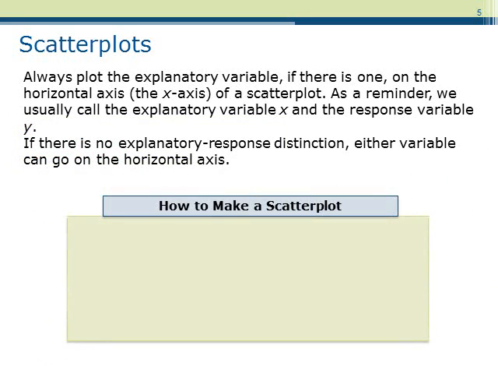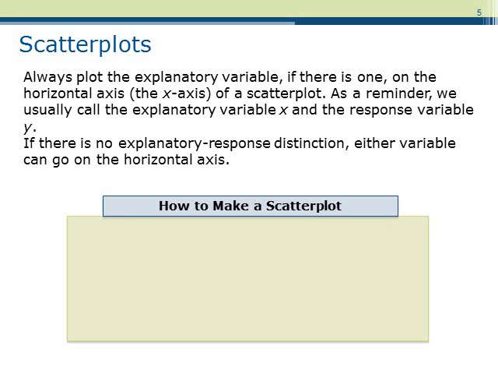Now, when we make a scatter plot, we'll always plot the explanatory variable, if there is one, on the horizontal axis. As a reminder, we usually call the explanatory variable x and the response variable y. Now, if there is no clear explanatory and response distinction, either variable can go on the horizontal axis.